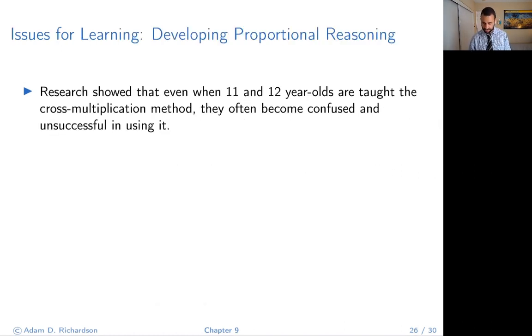Okay. So some things that I'd said before and some issues for learning, just to wrap this up. Research showed that even when 11 and 12-year-olds are taught the cross multiplication method, they often become confused and unsuccessful in using it. That's because it's a confusing process and you completely divorce yourself from intuition when you do it. It's a trick, right? Cross multiplication is just an algebraic trick. There's no deep reasoning behind it. It's just combining two algebraic steps. That's really all it is. Students avoid it. They don't want to use that.